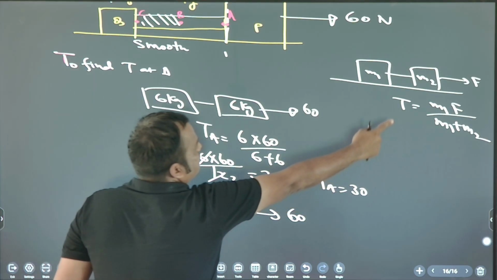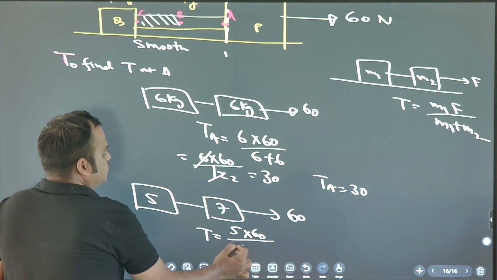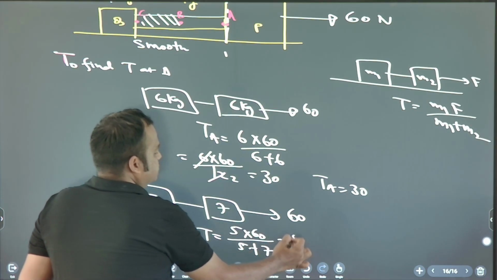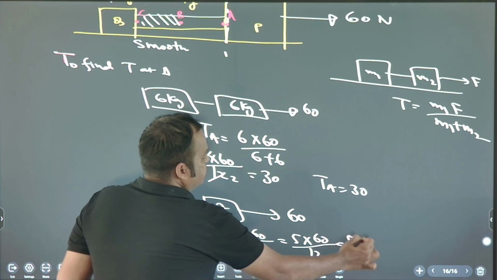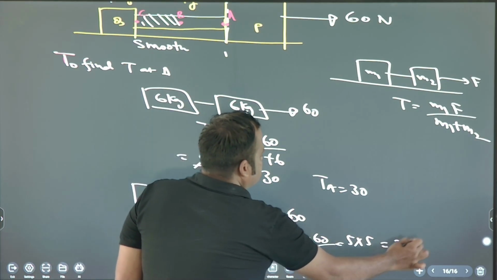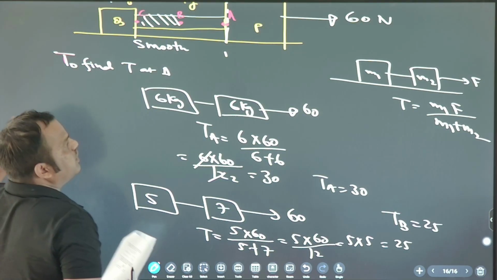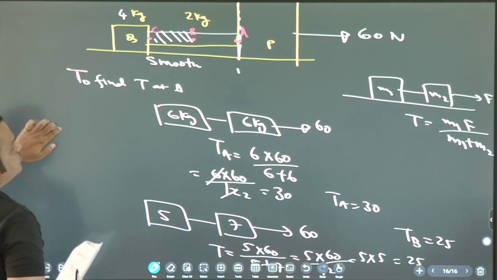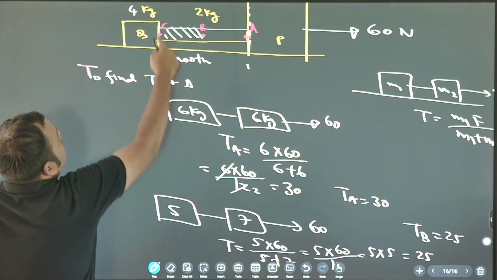Use this formula. 5 into 60 by 5 plus 7. 5 into 60 by 12. 60 by 12 is 5, correct? 12 into 5 is 60. So what is the tension at B? 25. Understood? Tension at B is 25.